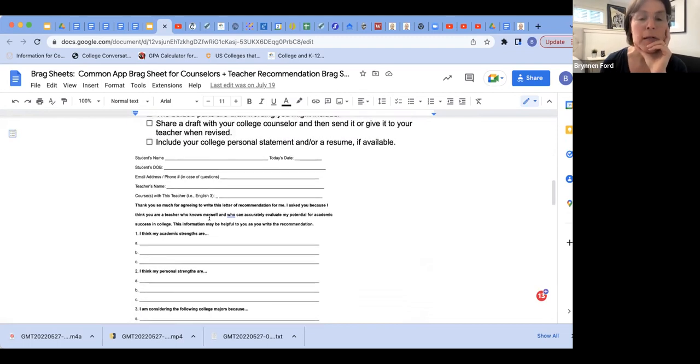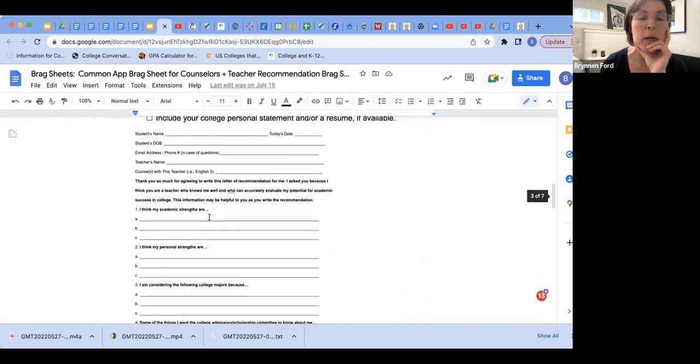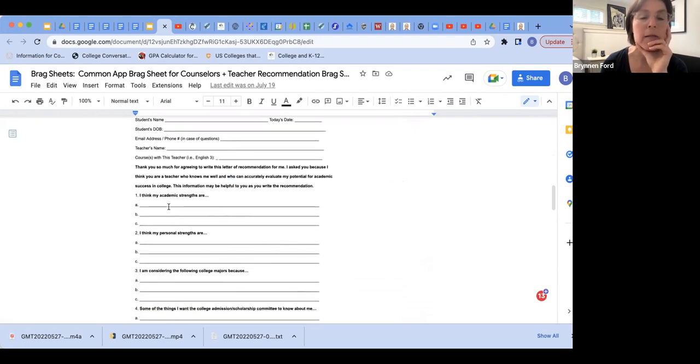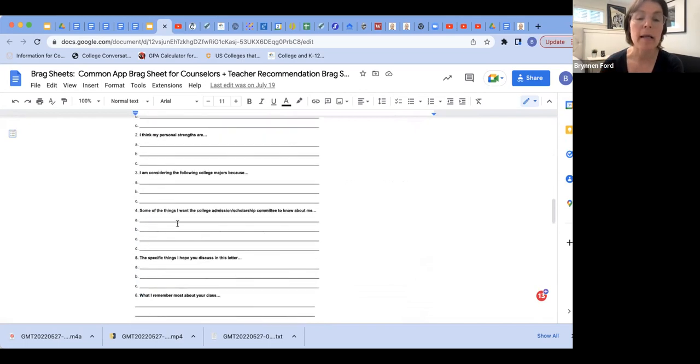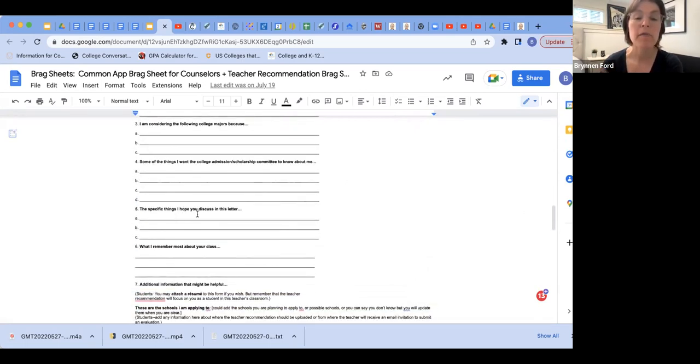So on this one where it says teacher recommendation request, and it says, I think my academic strengths are ABC. You certainly can do that in paragraph form, but I think it's just easier to read if you go, I think my academic strengths are boom, boom, boom. And you can be as specific as possible. And then, specific things I hope you discuss in the letter, and what I remember most about your class. Those are the two unique things that a teacher can contribute. So I would definitely recommend that.